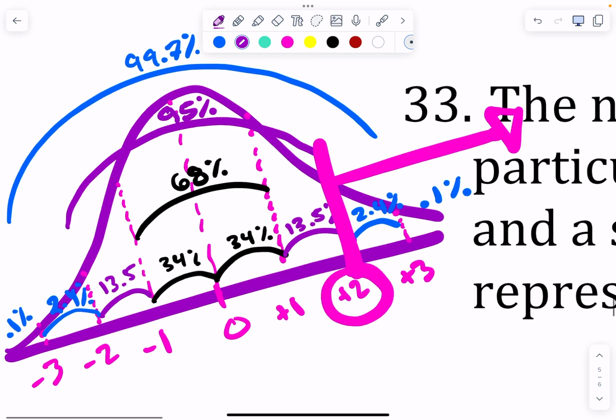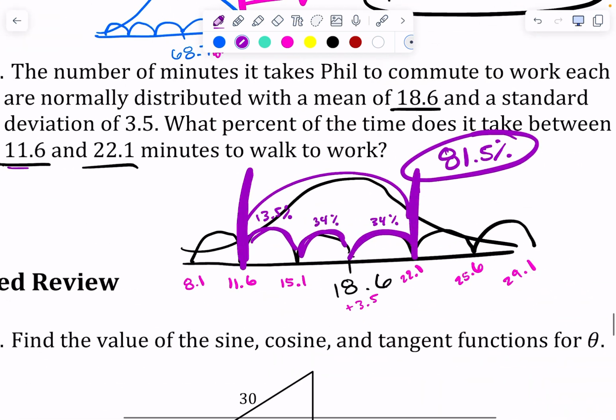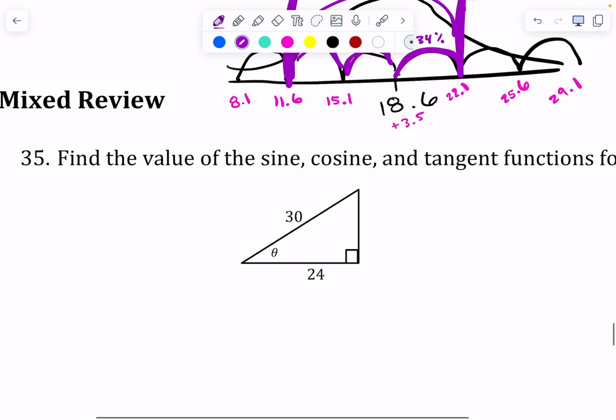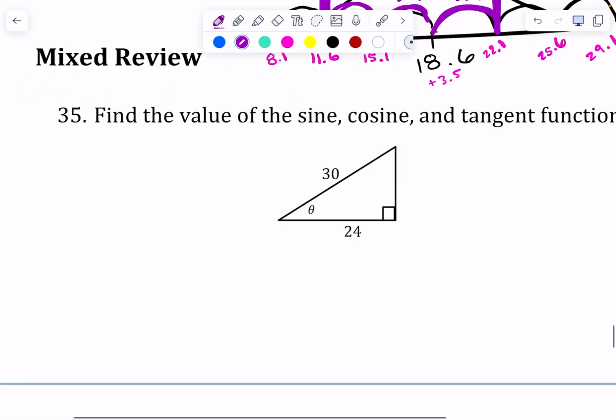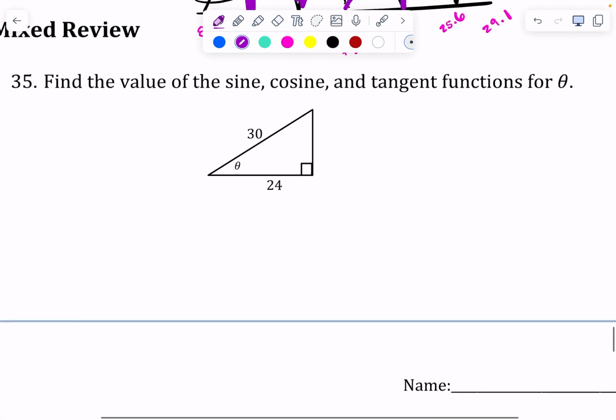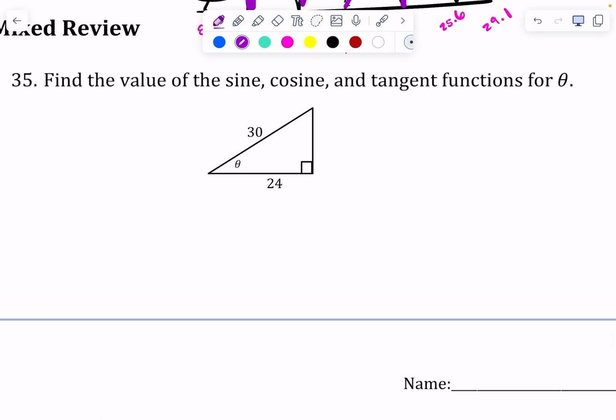81.5. This is what we filled in right there. So it's 81.5, right? 81.5 for that one, yes. Good? Questions on 34 before we move on? Number 35, that's what we're going over right now.